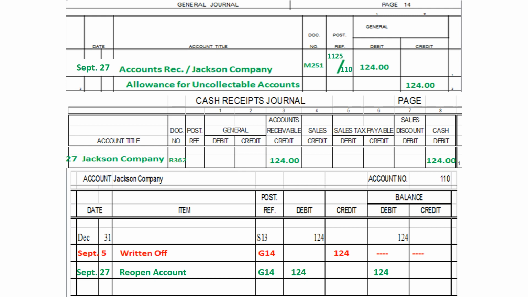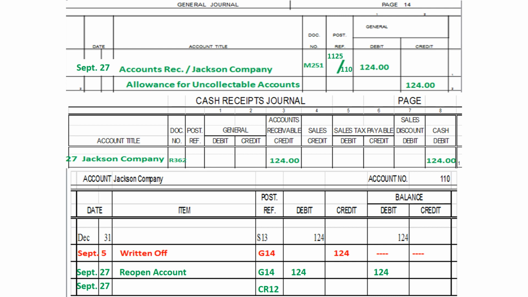I'm in my cash receipts journal. I am now going to post my accounts receivable credit. So on September 27th, now again, I'm not going to put anything in the item account because I've already given my description, but I'm going to go to CR12, cash receipts, page 12. My graphic didn't show it, but it should say a 12 on the page there.